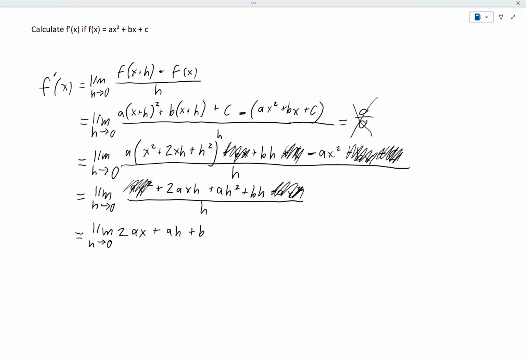Now, if you plug in 0 for h, you end up getting this, 2ax plus b, because this term becomes 0 whenever h is equal to 0. So we're left with 2ax plus b, and that is your derivative.